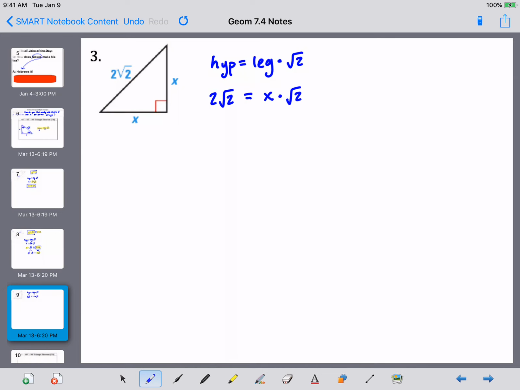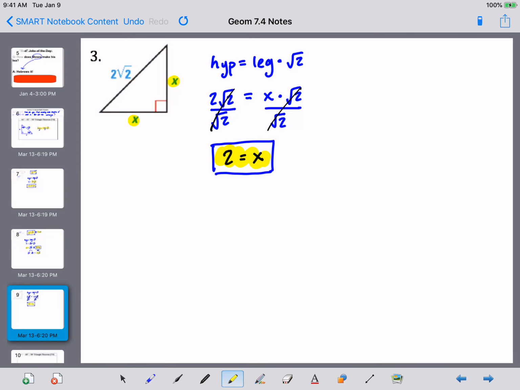All right, so to get x by itself, notice that we need to divide by the square root of 2. So over here, we're also going to divide by the square root of 2. And these square root of 2's cancel, so do these here. So we actually end up with x being exactly 2 in this problem. All right, so that means both these legs here would be 2 units long.